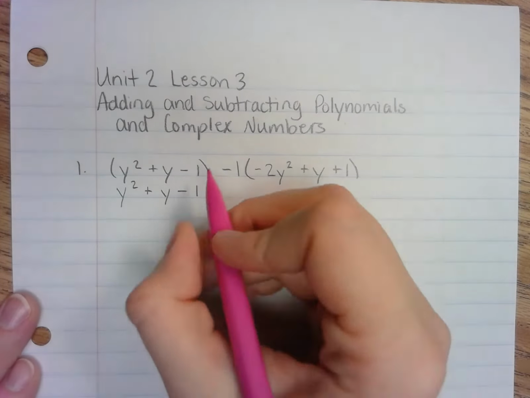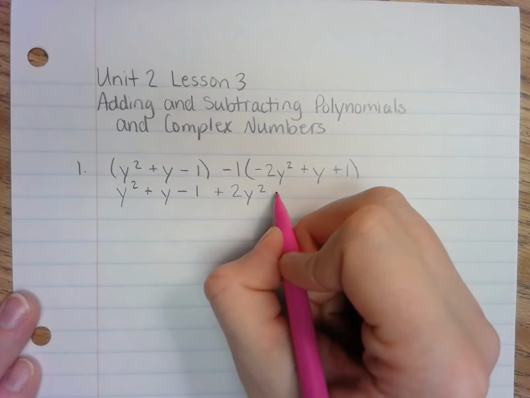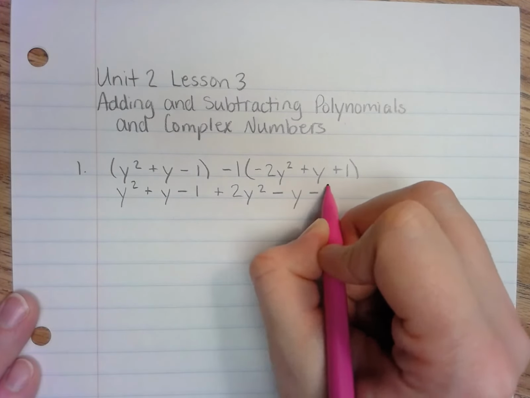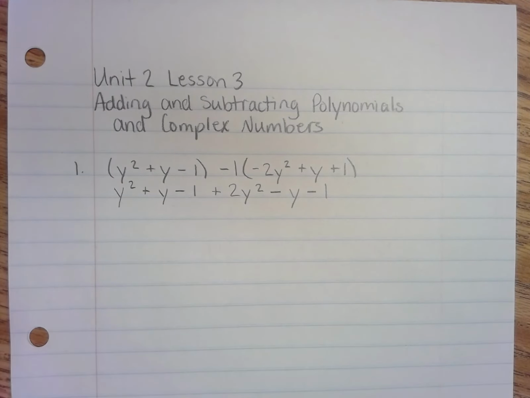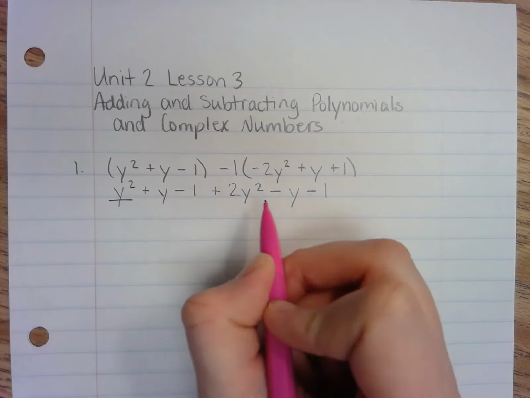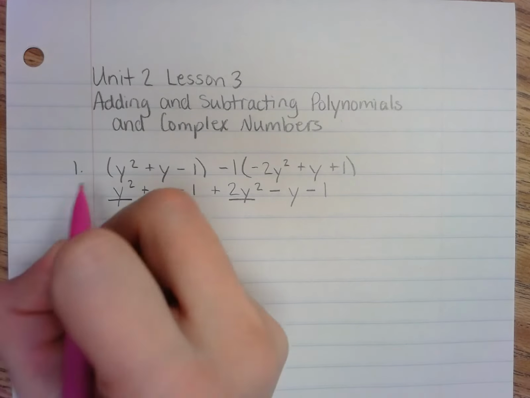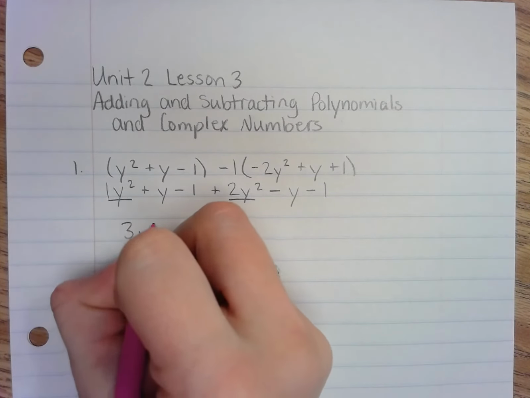So negative times negative gives us a positive 2y squared. Negative times positive gives us a negative y. And then negative times positive, again, a negative 1. So once you distribute that negative 1, it's just as simple as combining like terms. We look for the same variable with the same exponent. So y squared plus 2y squared, this is really 1. So 1 plus 2 is 3y squared.